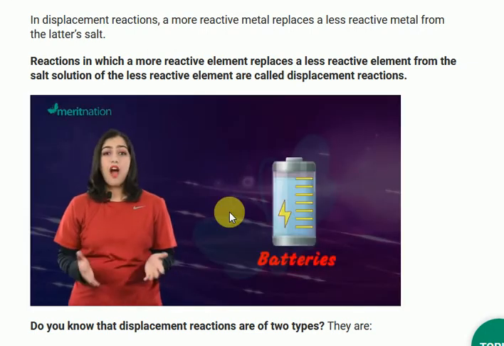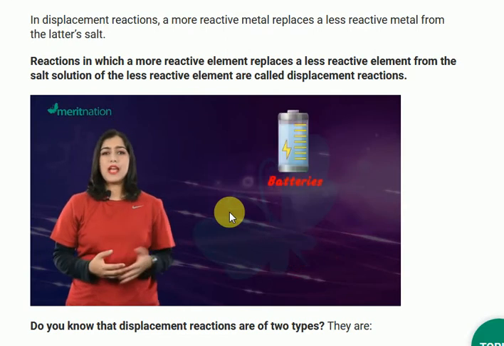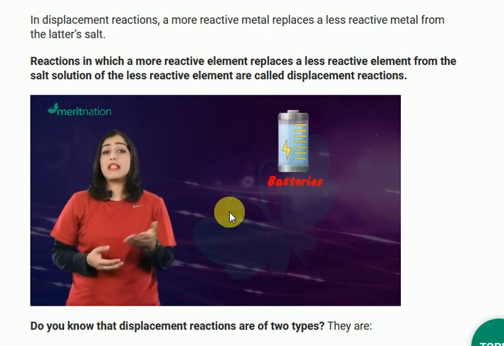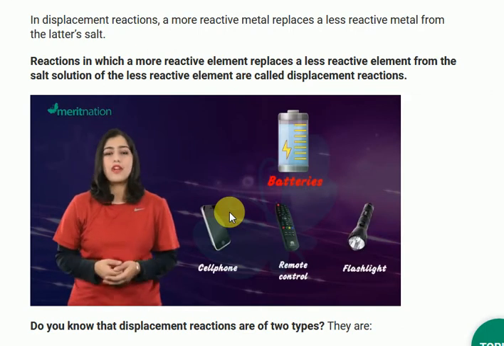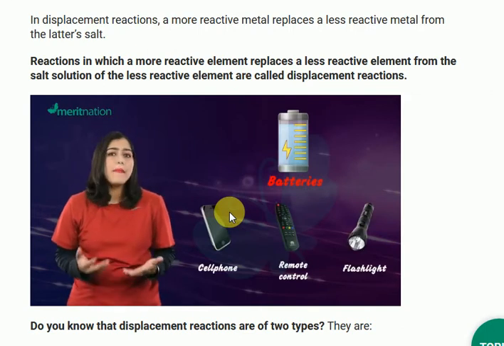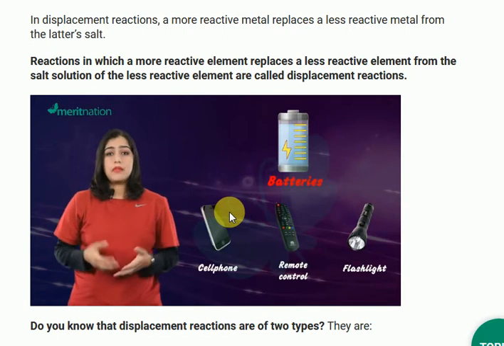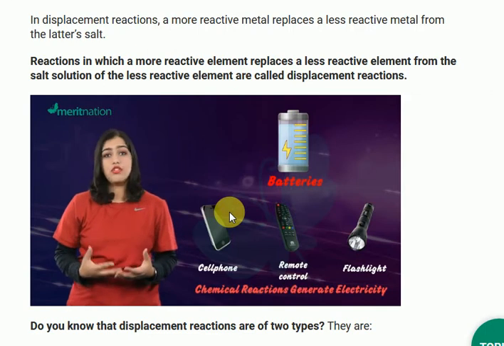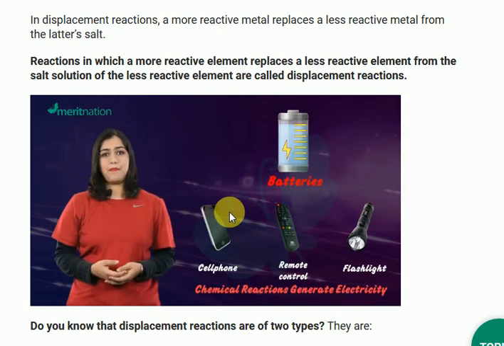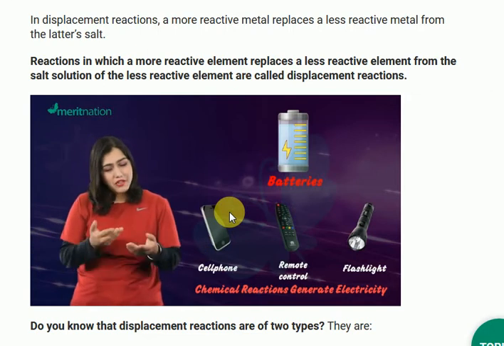Batteries are a good portable source of electricity. We use them in many devices like cell phones, remote control, or flashlights, etc. So what is happening inside the battery? Now, the basic concept in these type of batteries is that they use chemical reaction to generate electricity. Yes, chemical reactions can generate electricity.